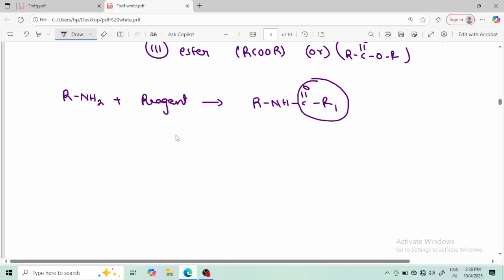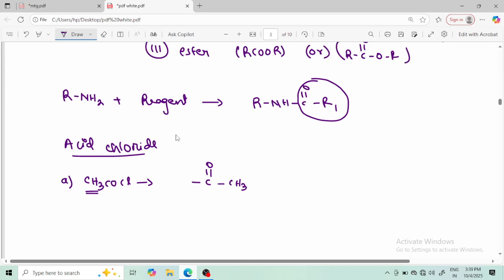So let's take an example. First I will explain acid chloride and then acid anhydride. Acid chloride, so let's say I am giving you CH3COCl. So here what is the alkyl here, CH3 or not? So the circled part will be, you just have to give the C double bond O every time and then this CH3, this alkyl part.